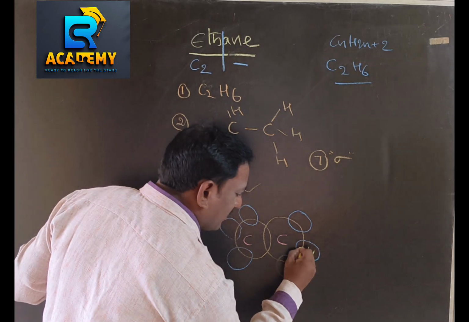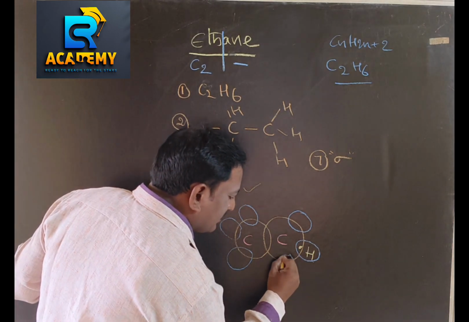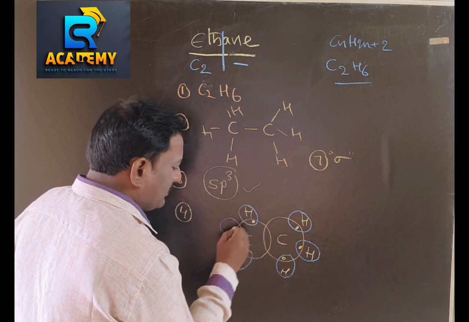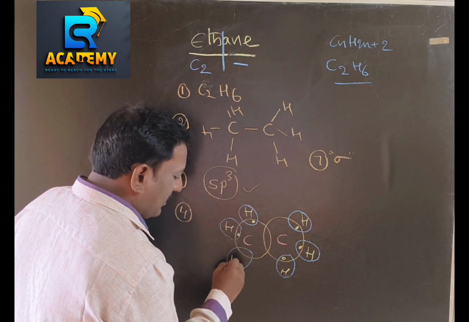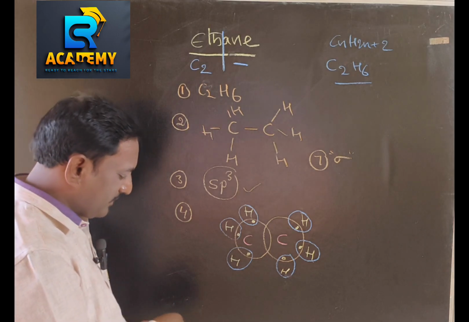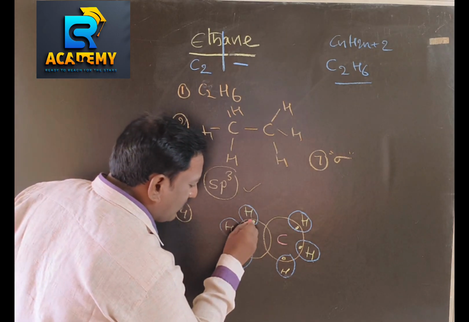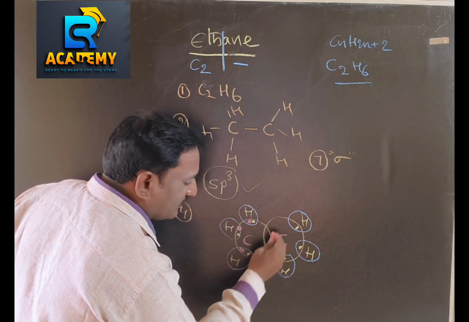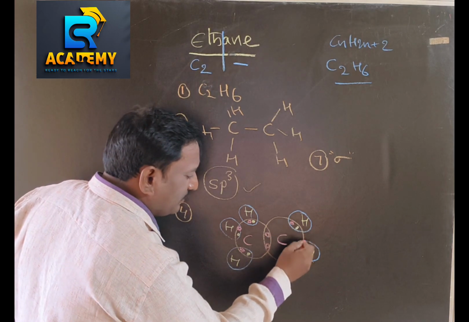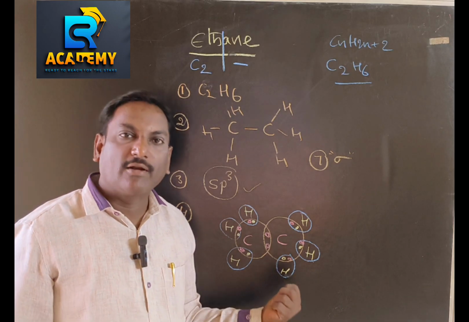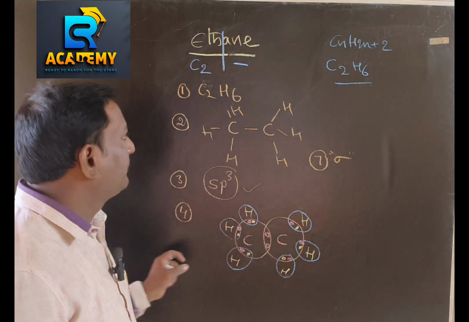Hydrogen H dot. Then what about carbon? Carbon has 4 unpaired electrons: 1, 2, 3, 4. This carbon 1, 2, 3, 4. So this is a Lewis dot structure, or electron dot structure, of ethane.